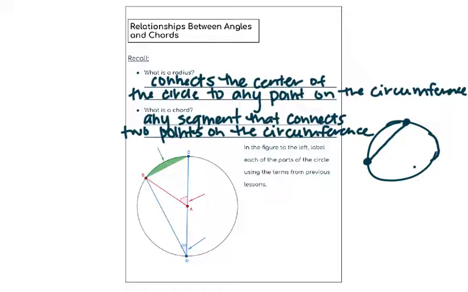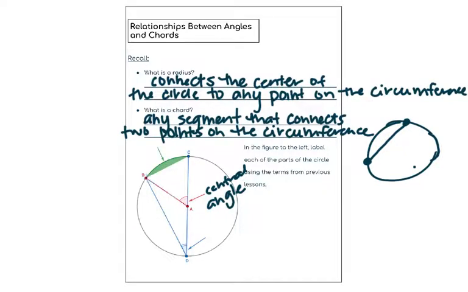Okay, so on this figure down here, I want to refresh some parts of it that we need to understand. First off, let's just talk about the red here. So that is our central angle. Okay, that's our central angle. That's where it's going to connect 2 points of the circumference to the center. Okay, that's how we know that's the central angle.